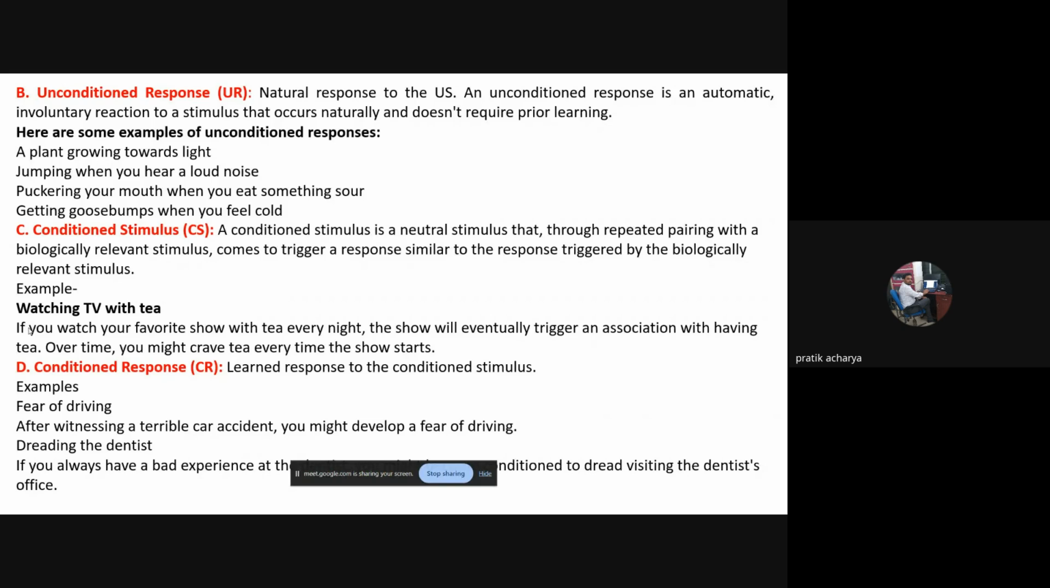And for that stimulus, there is a response known as the conditioned response. This conditioned response is a learned response to the conditioned stimulus. For example, fear: if you witness a terrible car accident, you might develop a fear of driving. That is very important. So this is the concept.